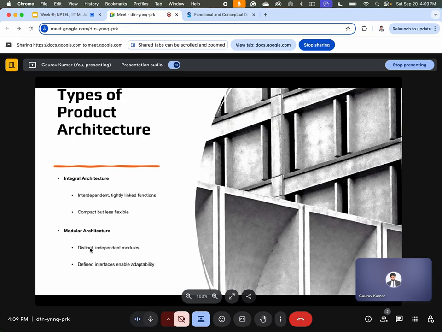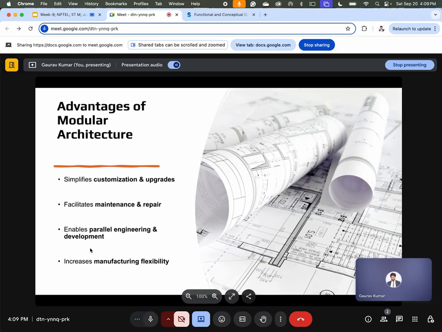So next is advantage of modular architecture. The greatest strength of modular architecture lies in its ability to enable product customization. By swapping or upgrading the modules, products can be adapted to suit different customer requirements without a complete redesign.